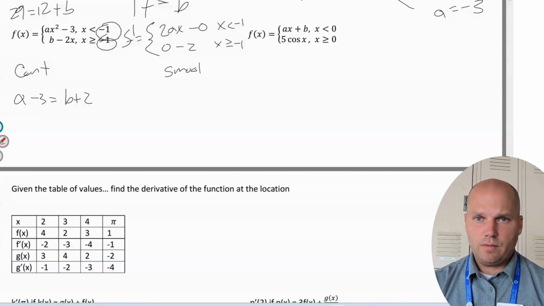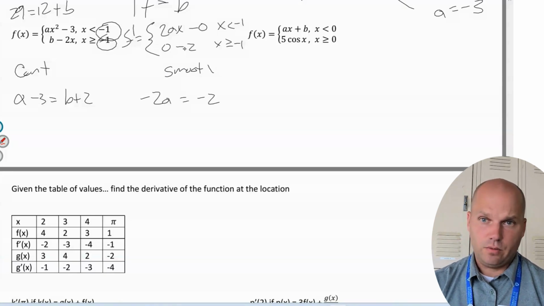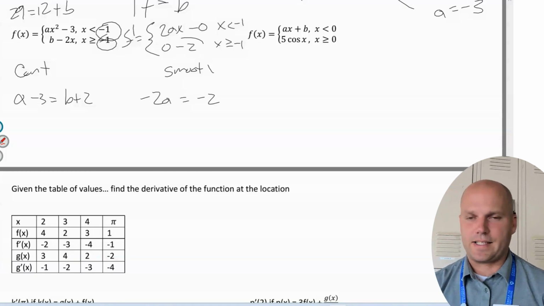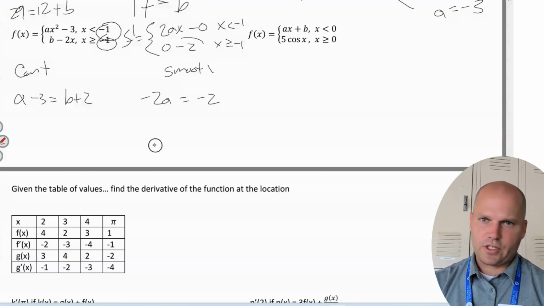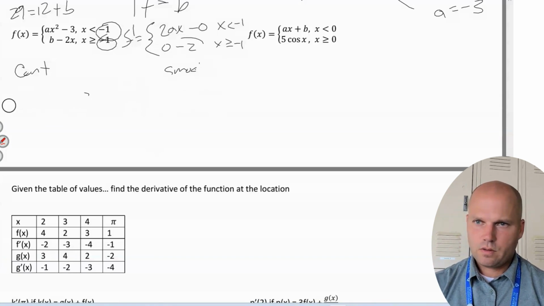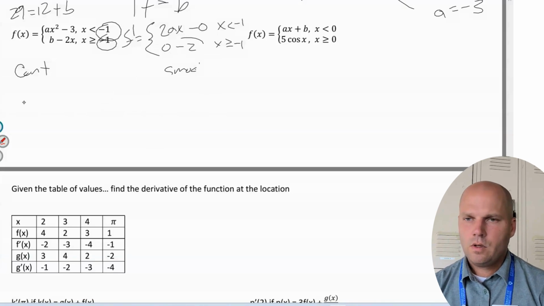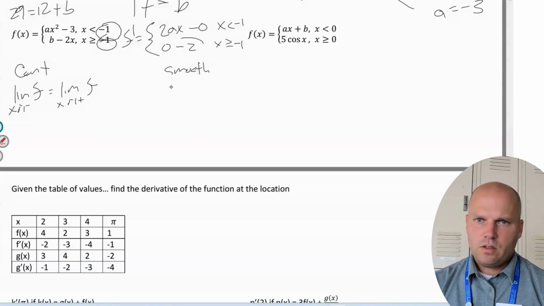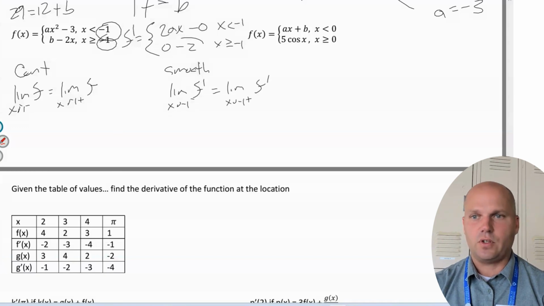Do we connect smoothly? Negative 2a equals negative 2. Like the slope is always negative 2 on the bottom piece. The slope will change depending on what x is. Gotta show the notation. We should be checking the limit as x approaches negative 1 from the left of f. Does that equal the limit as x approaches negative 1 from the right? Here, does the limit as x approaches negative 1 from the left of the slopes equal the limit as x approaches negative 1 from the right of the slopes?